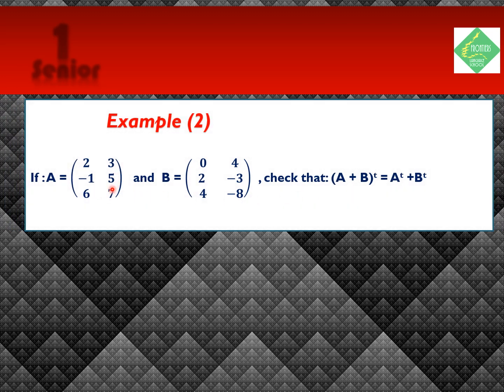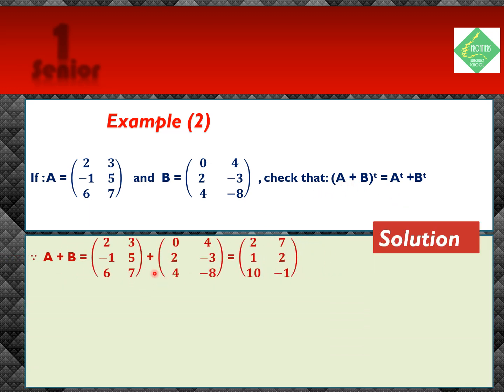Example 2. If A equals 2, 3, negative 1 and 5, 6, 7, and B equals 0, 4, 2 and negative 3, 4, 8, you notice that A and B have the same order, 3 columns by 2 rows. Check that (A plus B) all transpose equals A transpose plus B transpose. Now you are going to get the left hand side and see the answer, and solve the right hand side and see the answer. And if they are equal, you check that.